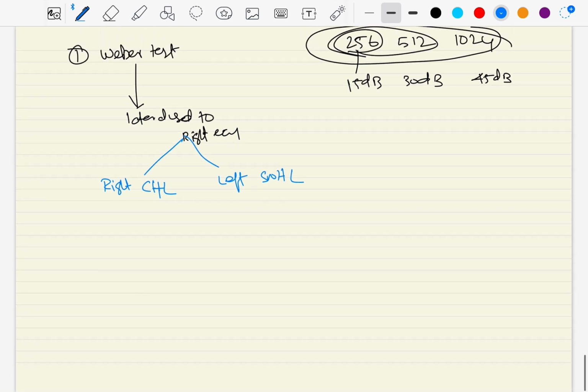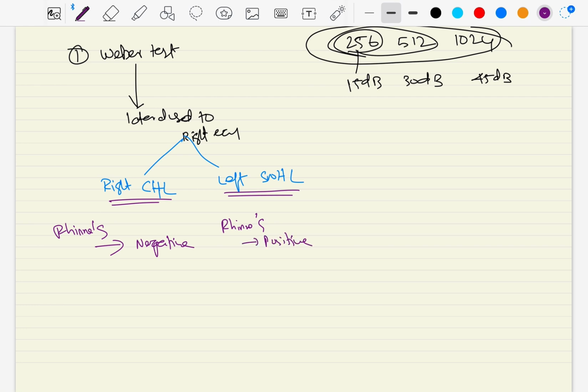Then you should do Rinne on both these ears, okay. You are doing Rinne here, what will come? It will come as negative. Here you are doing Rinne, it comes as positive. So hereby you can diagnose what the person is suffering from, okay.